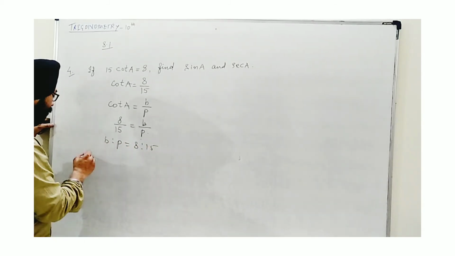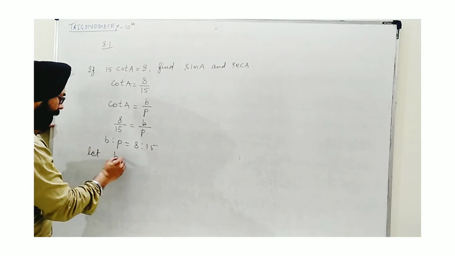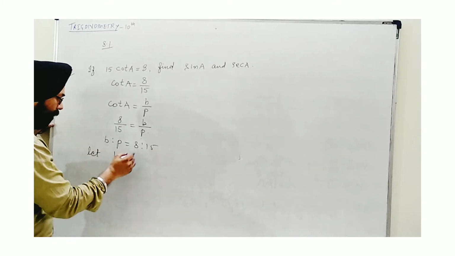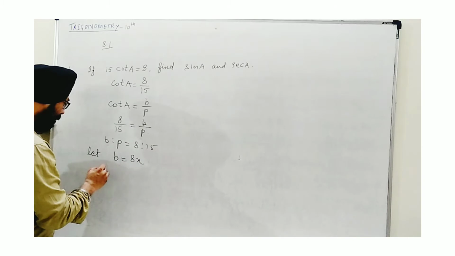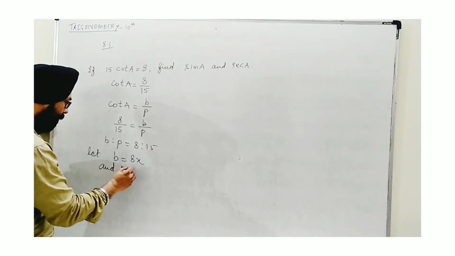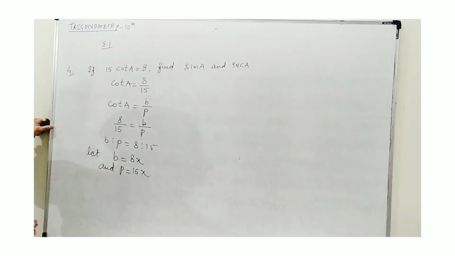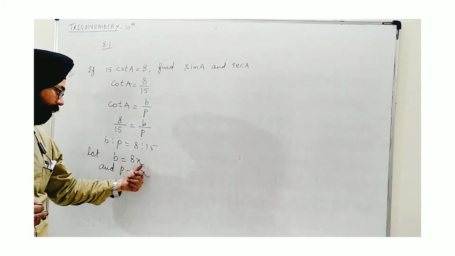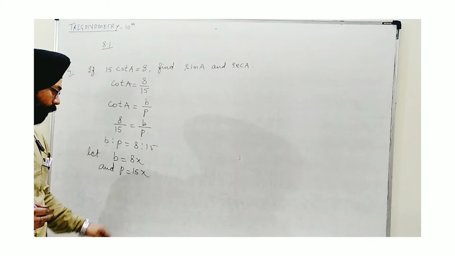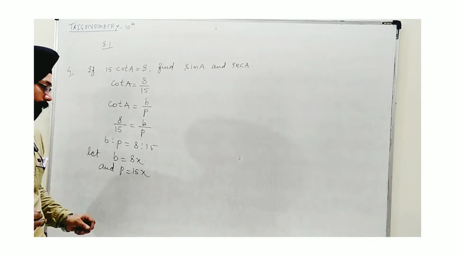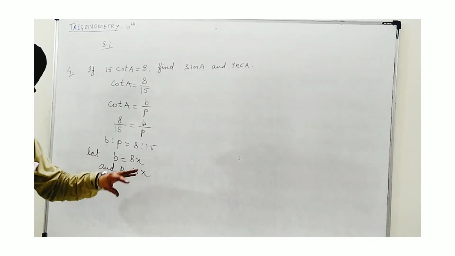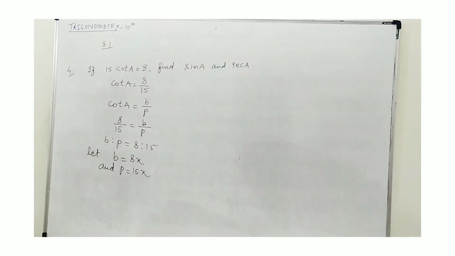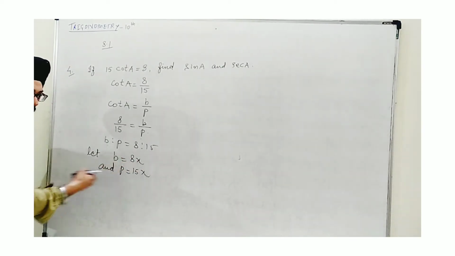So whenever a ratio is given, what we do is let B, the base, be equal to 8x and P be 15x. I hope you remember in earlier classes we multiply each term by a common factor. So this is the exact meaning of ratio. By the way, if you use them directly, there will be no effect on the result. So base and perpendicular are obtained in terms of a common factor x.